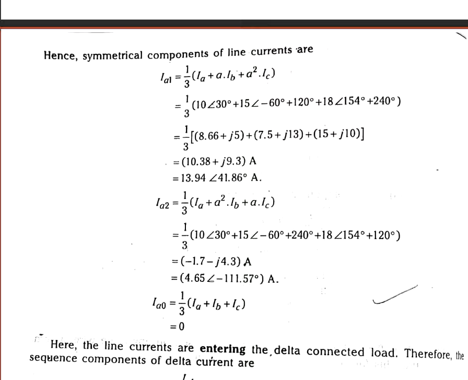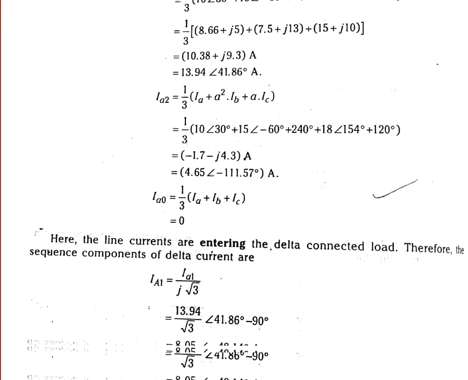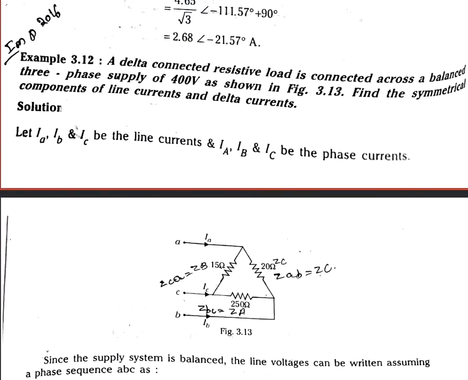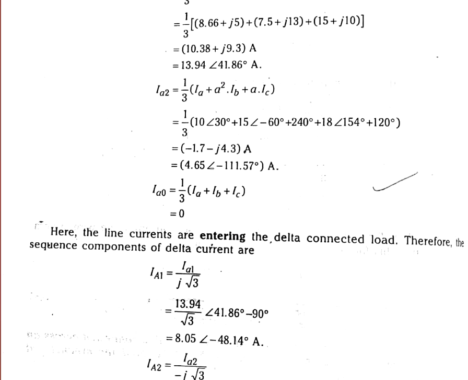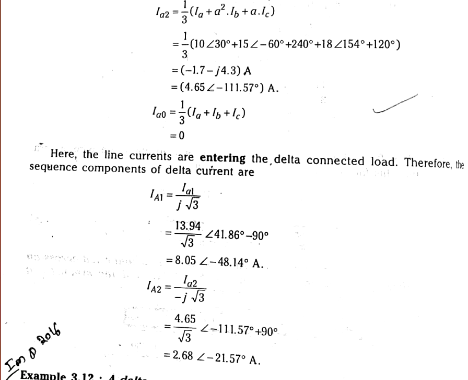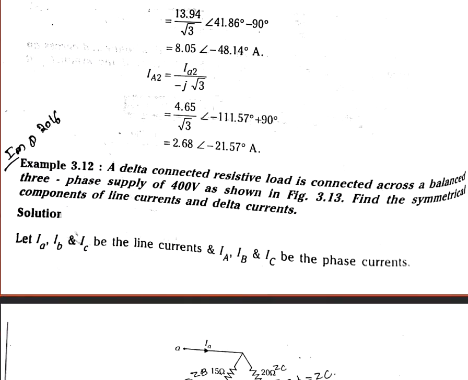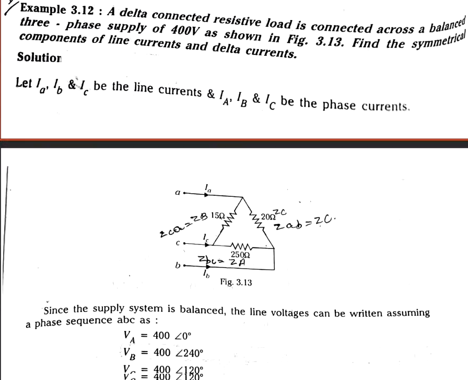You are getting 18 at 154 for the IC value. Similarly find the rest and get the answers. At last you need to make that relationship. Nothing difficult. We will solve this. Now take down this question. This is a 2016 question paper question. We'll solve this.